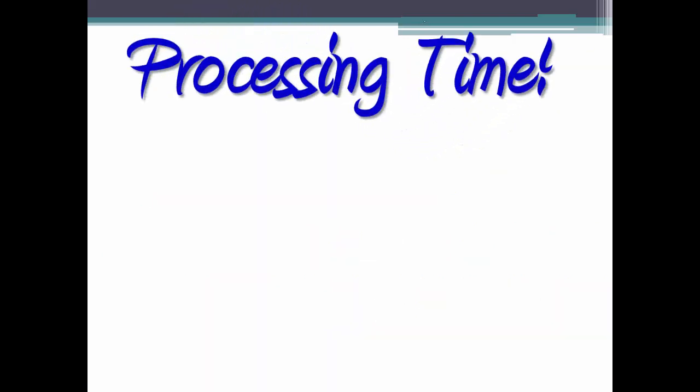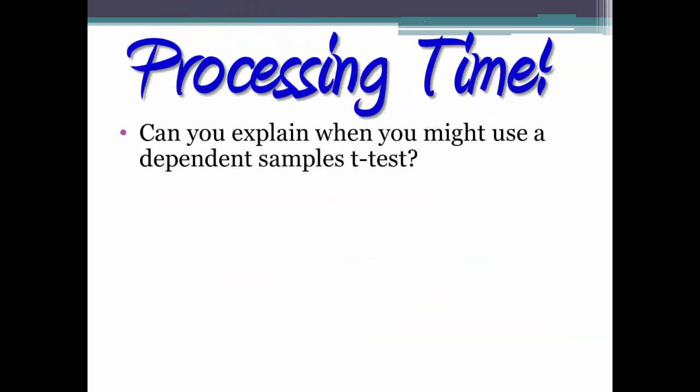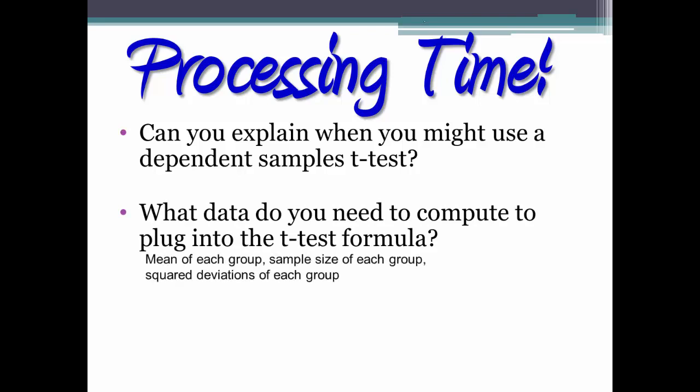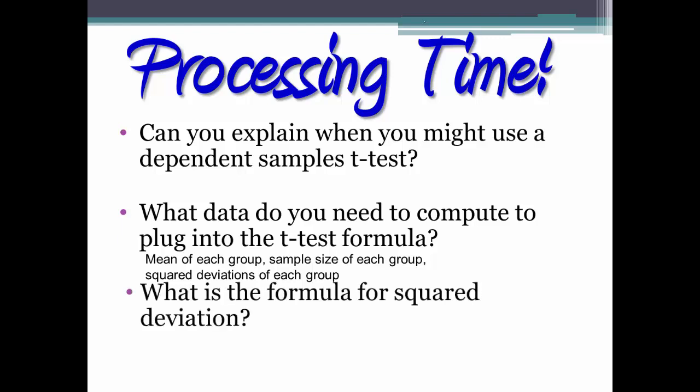Processing time. Can you explain when you might use a dependent samples t-test? What data do you need to compute to plug into the t-test formula? Remember, you'll need the mean for each group, the sample size of each group, and the squared deviations for each group. What is the formula for squared deviations? It's the difference between each score and the group mean for that group, squared. Remember that you need to add all of the squared deviations in the group to get the summed squared deviations to use in the t-test formula.